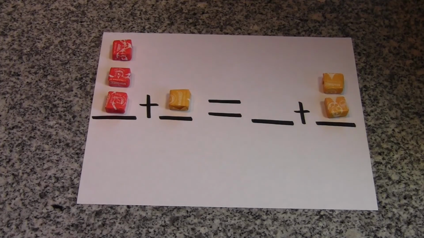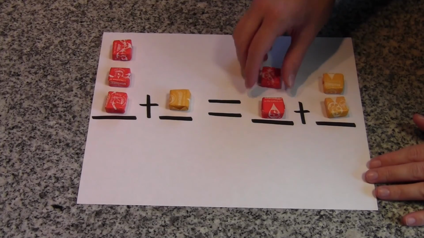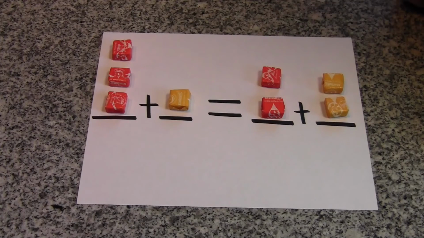If you said 2, you are correct. I need to add, keep these the same color, I need to add 2 on the other side because 4 equals 4. They are balanced. They are the same.